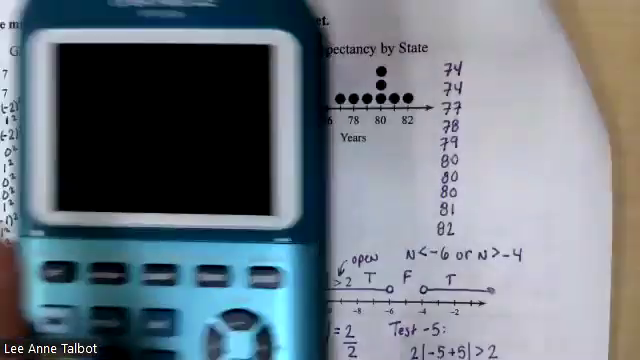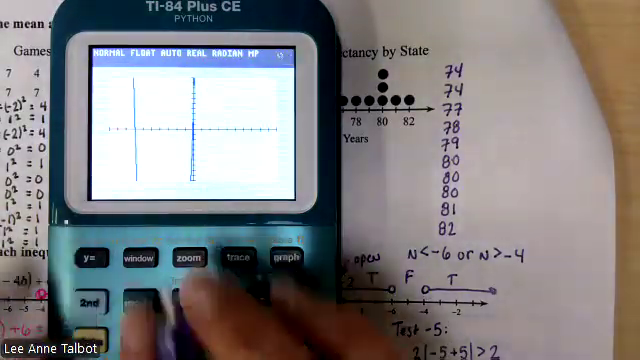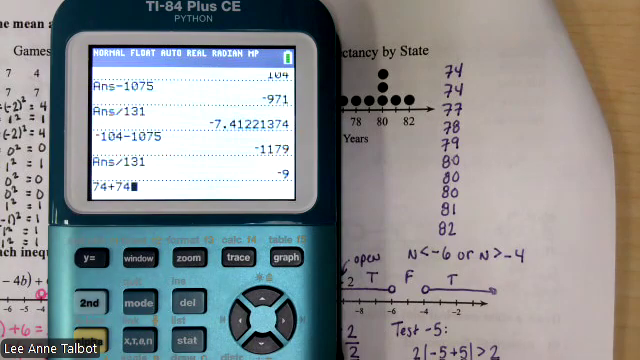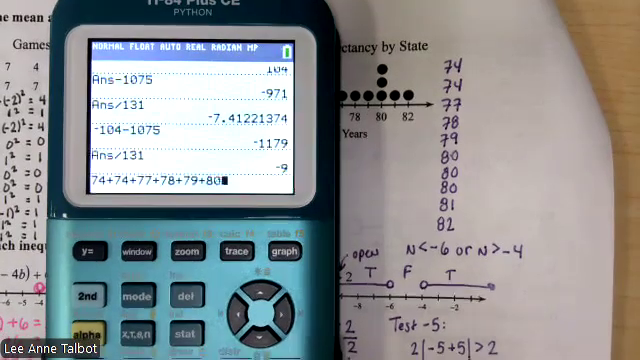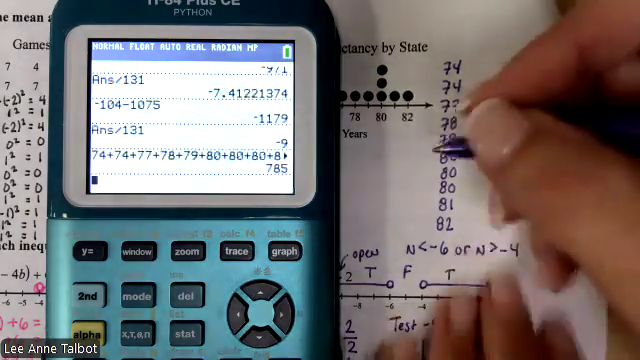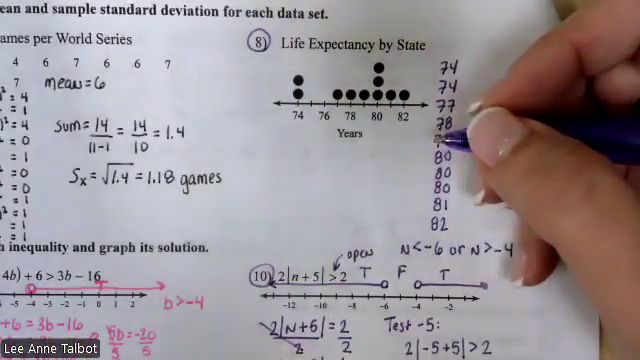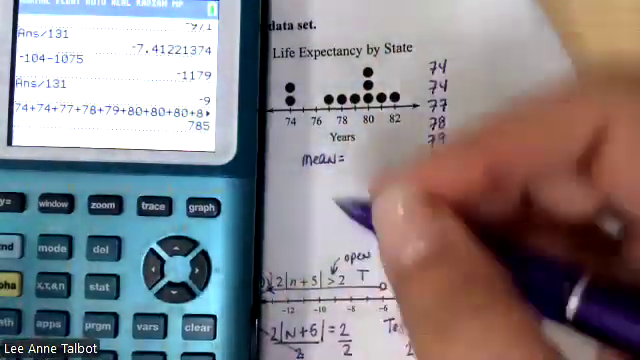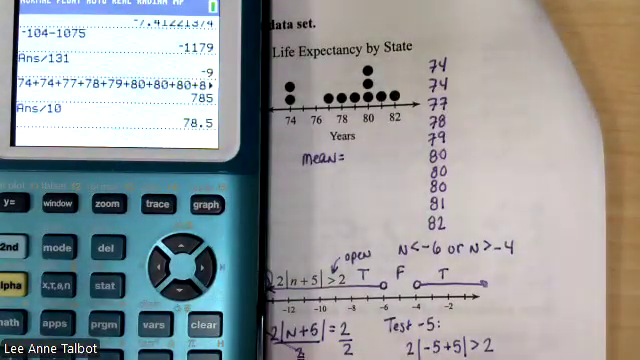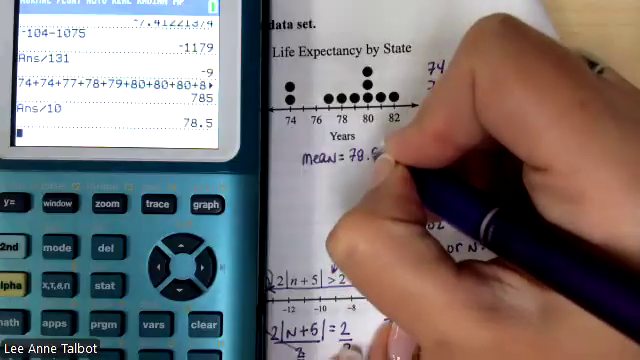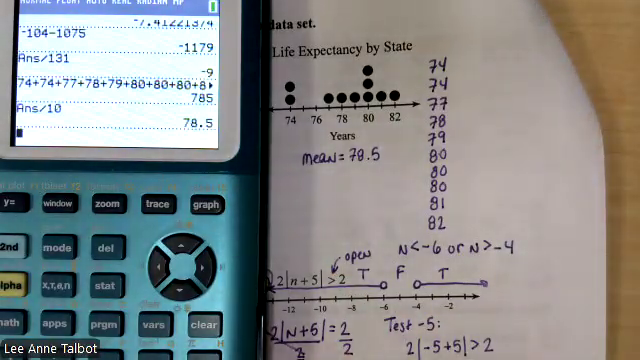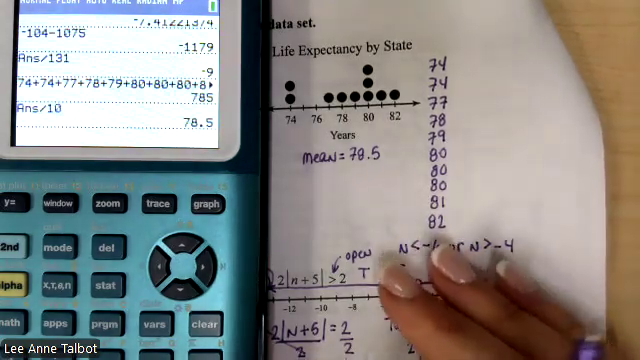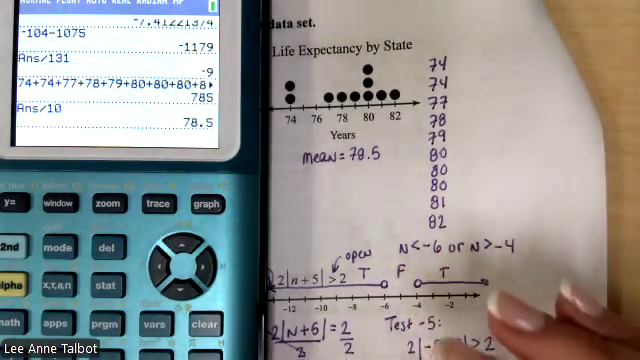Okay, so we're going to start by finding the mean. 74 plus 74 plus 77, 78. I believe there's 10 numbers. Does anybody have any questions about how to find the mean? We're good on that? Okay.